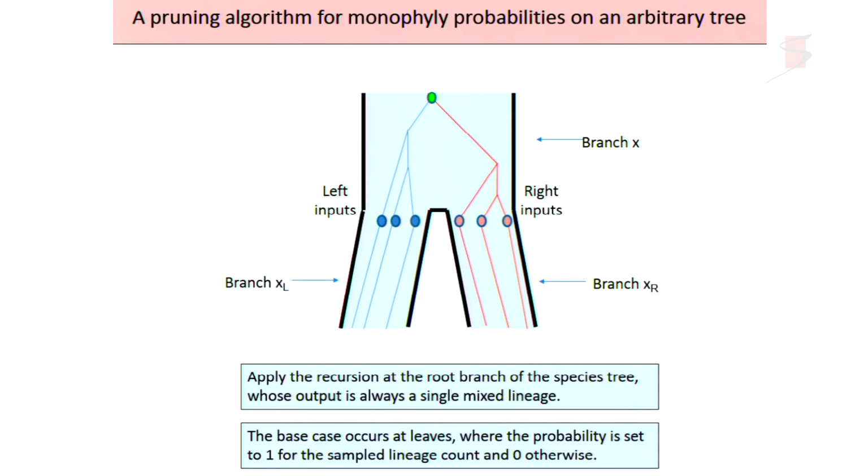And then at the leaves of the species tree, the probability is set to 1 for the sampled lineage count and set to 0 otherwise. So when we get down to the leaves, we don't need to keep applying that recursion. We just plug in the sample size that has actually been obtained. Okay, so this gives an exact computation of monophyly on a species tree.